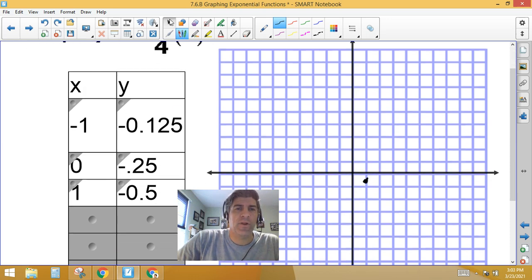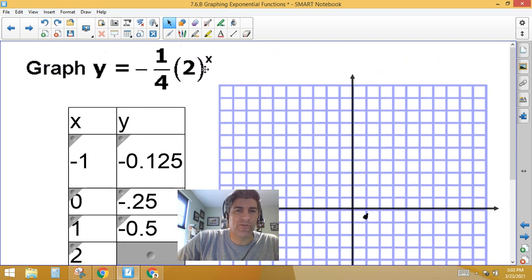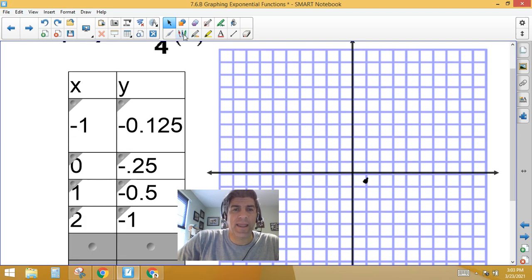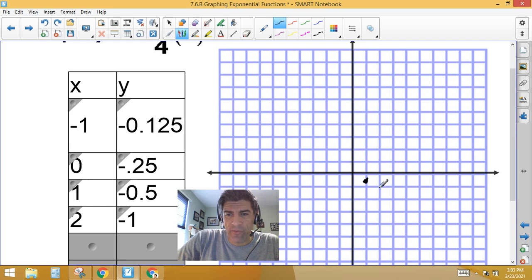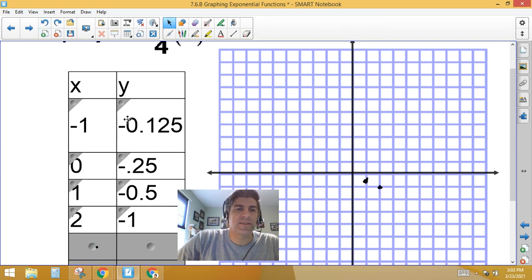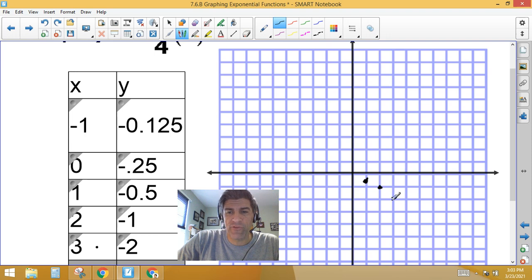All right. I'm going to keep going. When x is 2, I plug 2 in there. I have negative 1. So over 2, down 1. My next point I have, that's a dot. I want that dot there. My next point, x value is 3. Plug that in. I get negative 2. So over 3, down 2.